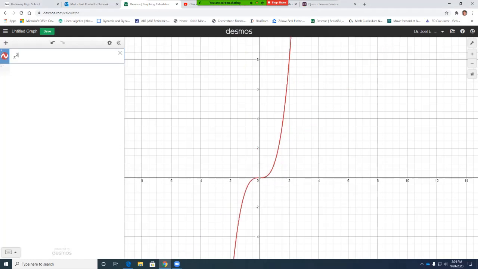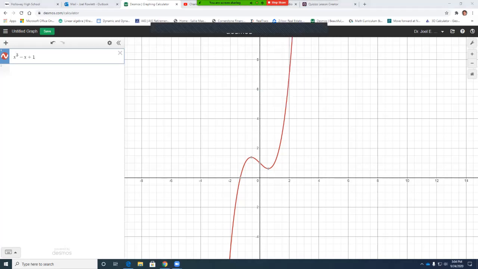Let's look at x to the power of 3 minus x plus 1. And this is what the graph looks like. This is an odd function. I can tell that it's an odd function because the highest exponent is an odd number. In this case, it's 3. And since we have a positive leading coefficient, I know that it's an increasing function, which means the tails start low and it ends on a high note. That's sort of a review.